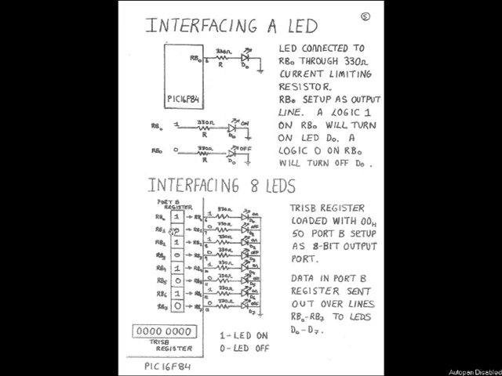So really what's happening is any data that's contained in this port B register is passed out onto the pins and is then displayed on the LEDs. And that's how I can connect 8 LEDs to port B of my PIC microcontroller. Let's now look at how I can connect some switches to my port A.